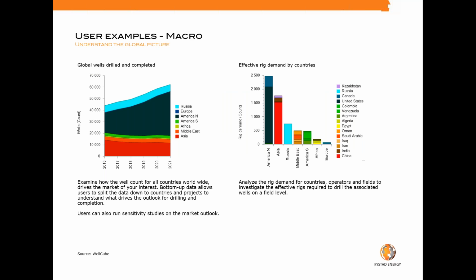Here is an example of macro analysis. The left chart shows numbers of wells split by continent, and as you can see, we expect a huge number of wells in North America going forward, driven by the shale industry. On the right hand side, we split the rig demand for these wells on continent and countries. And as you can see, we expect a lot of rig demand in the United States, China, and Russia.